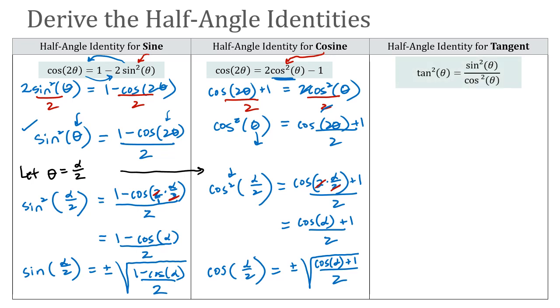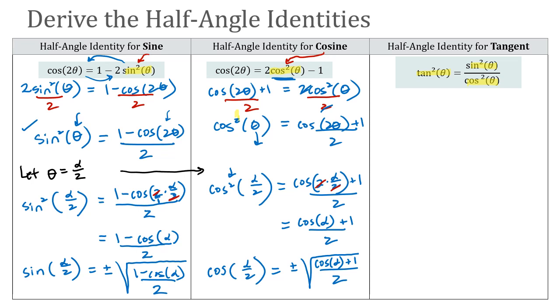In order to do tangent, I also want to think about tangent squared, right? That's how I approached finding the half angle identity for sine. I isolated for sine squared. For the half angle identity for cosine, I isolated cosine squared. So I want to know something about tangent squared here. And what I know about tangent squared is that it is equal to sine squared over cosine squared. That's true. We've seen that many, many times.